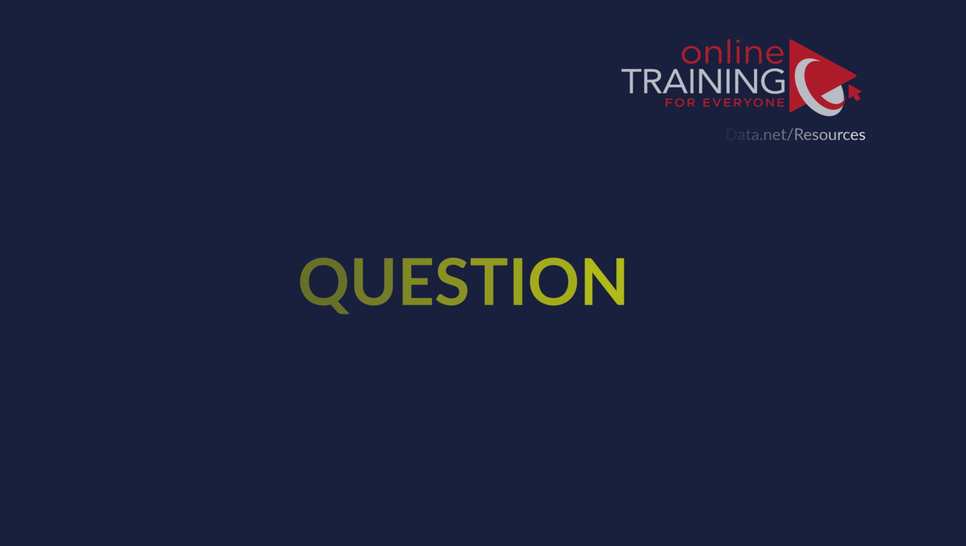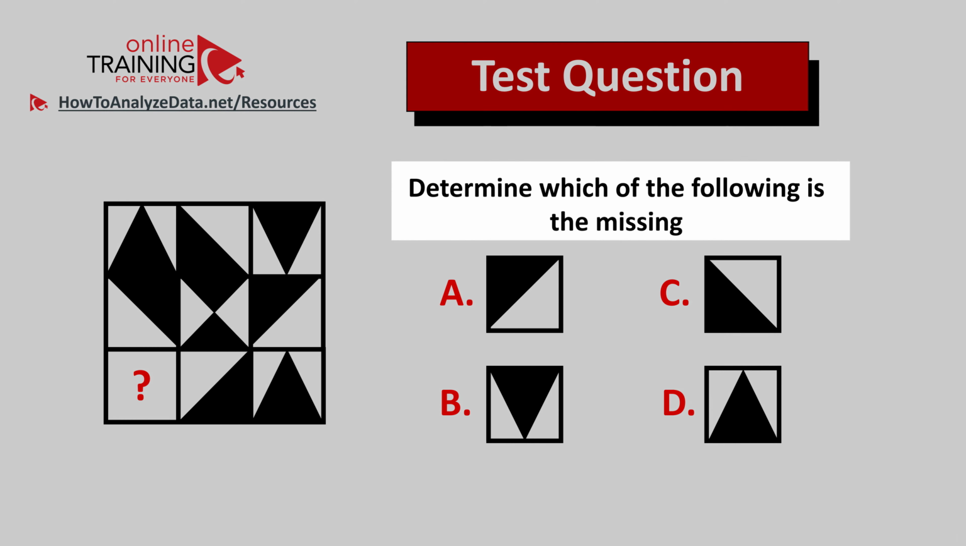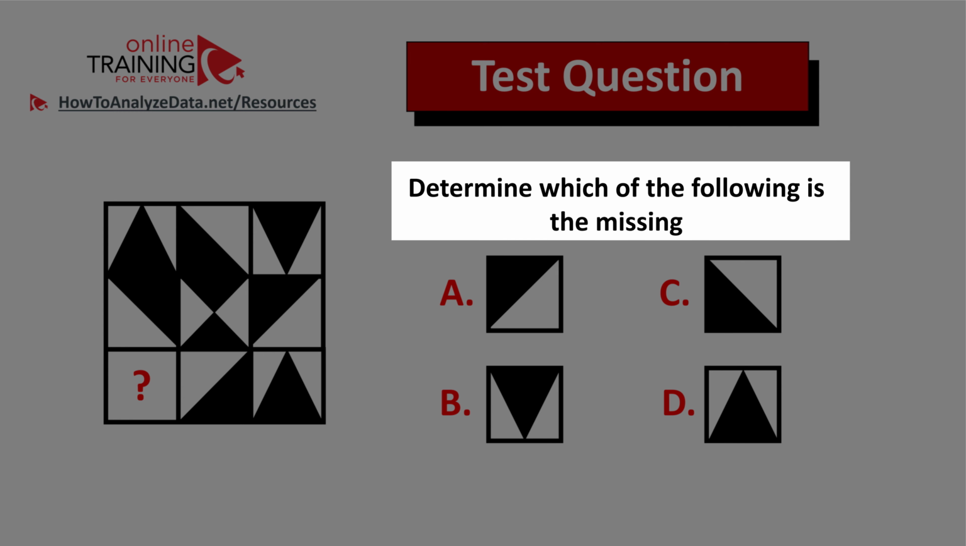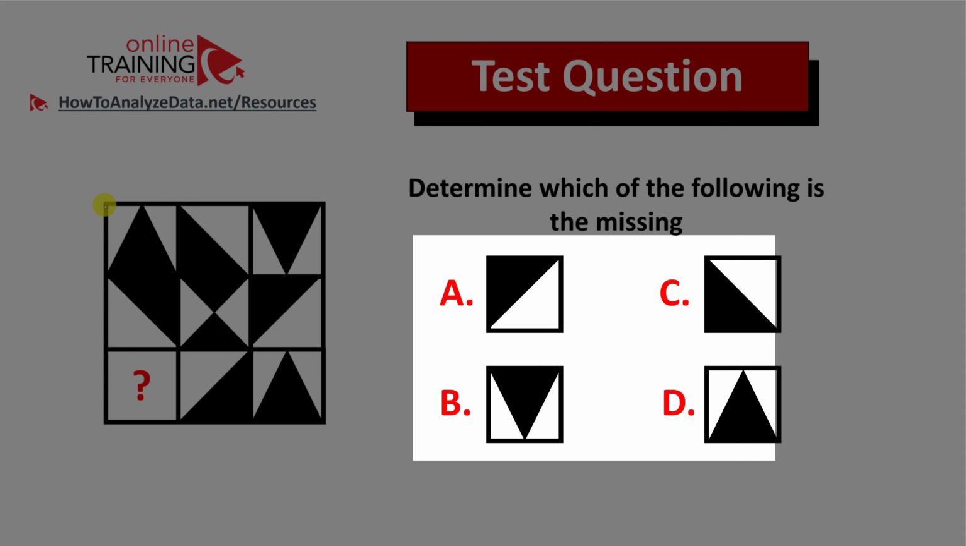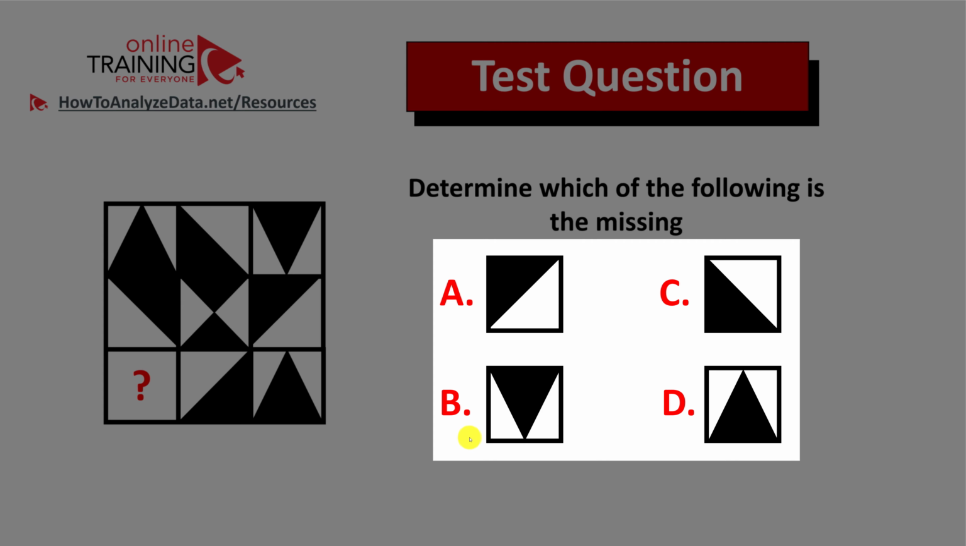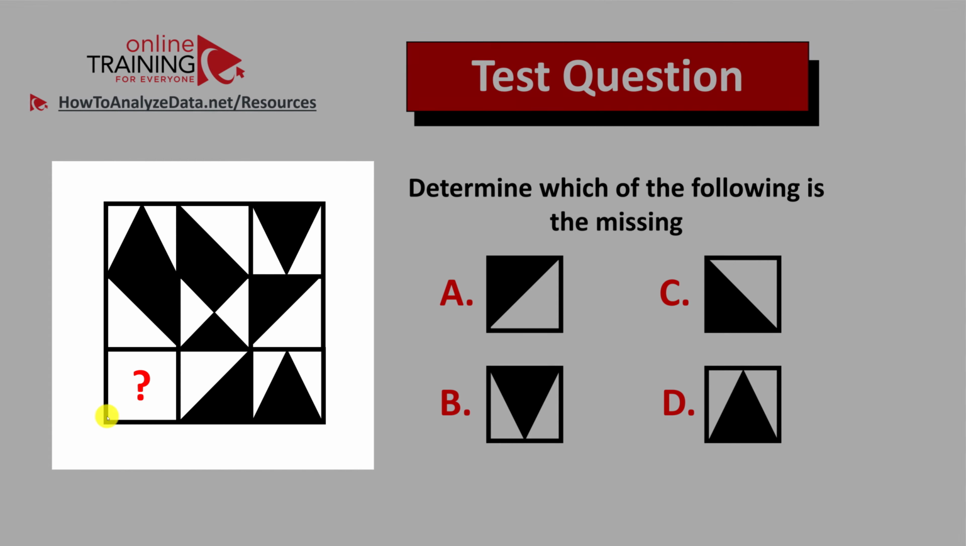Let me share with you an interesting question which tests your reasoning skills. Determine which of the following is missing. You're presented with a large square which could be logically broken into 3 by 3 small squares and 4 different choices. Choice A, B, C, and D. You have a missing square in the bottom left corner.